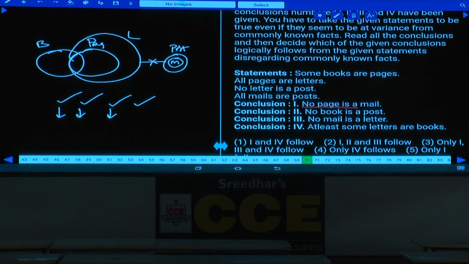Now is it possible to draw page and male like this? If you draw male like this, then what happens here? All males are post, then post will also come along with this one. If post comes along with this one, no post is a letter, the statement will be invalid. Alternate diagram cannot be drawn, this will be true forever. Done? Hence first conclusion will be true forever.